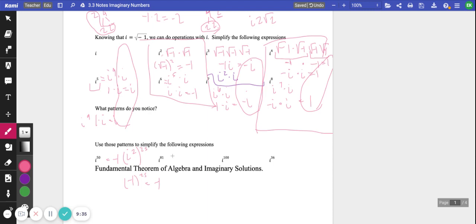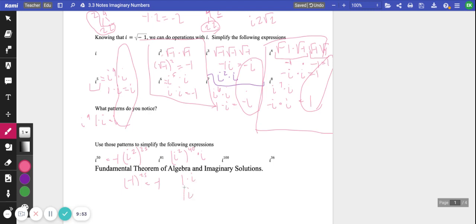Okay, let's look at i to the 81. So I can think of this as i squared. How many i squareds will I have? I'll have 40 i squareds, and then you times it by i. Okay, so i squared is -1. -1 to the 40th power will be a +1. Then you have 1 times i, or just i.